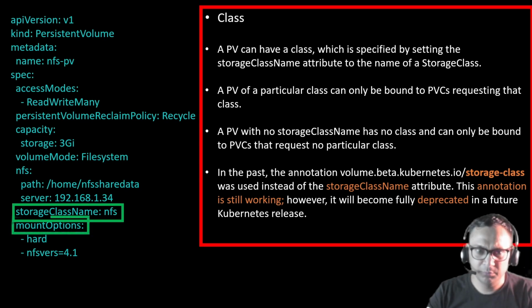And the last one is mount options. How we can mount this NFS server. So hard and NFS version 4.1 I have just mentioned here. That's it. Nothing more than that. This is my PV YAML file. I just explained most of the options.